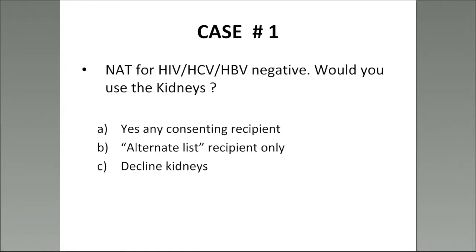And then kidney people often think of their risk a bit differently because the patients do have an alternative. They can be on dialysis. But again, the three options would be yes, any consenting recipient, an alternate list recipient, or you could decline the kidneys.